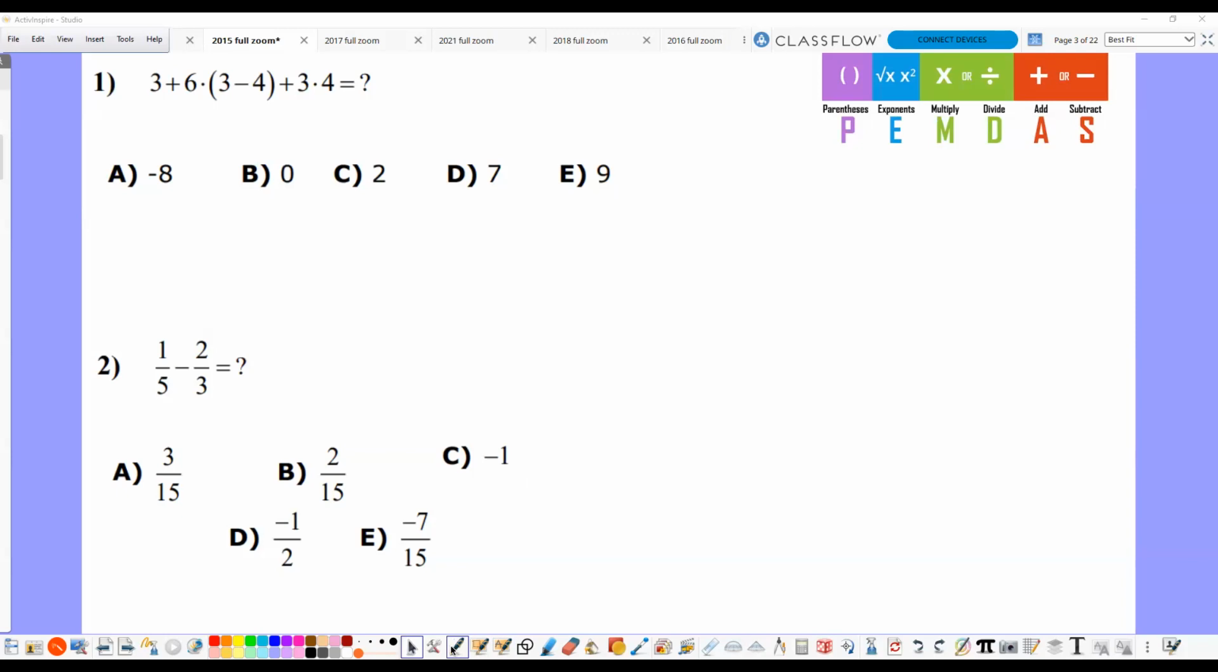PEMDAS rule is operation order. Firstly, we are going to do the operation in parentheses, then we are going to decide what is the answer. Here, this 3 stays the same, 6 times (3 minus 4). First, the parentheses: 3 minus 4 is equal to minus 1. Plus 3 times 4, it's going to be equal to 12.